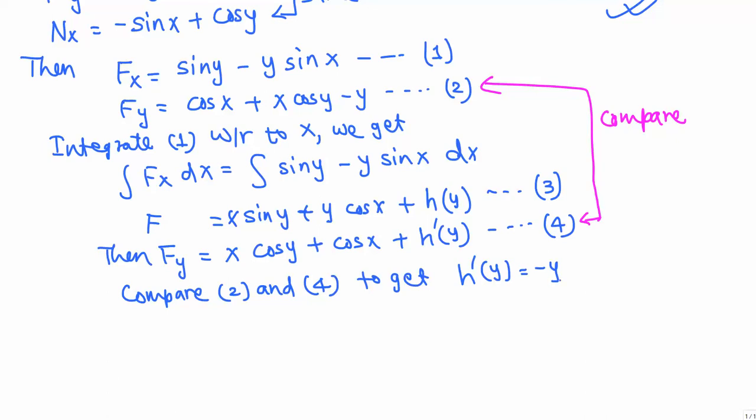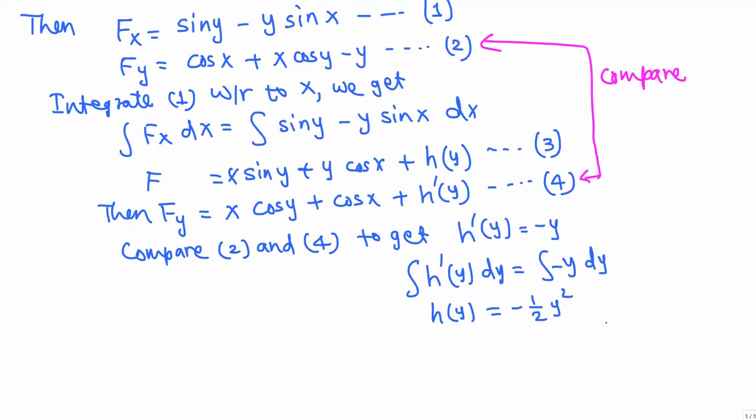Now we integrate both sides with respect to y. This is a pure function of y, so we should have only a function of y on the right hand side. If there are x terms, that means we made a mistake earlier. Okay, let's integrate. So this is h(y), and this is negative 1/2 y squared plus C, but that will be absorbed later, so we don't need to write plus C. You can write it if you like.